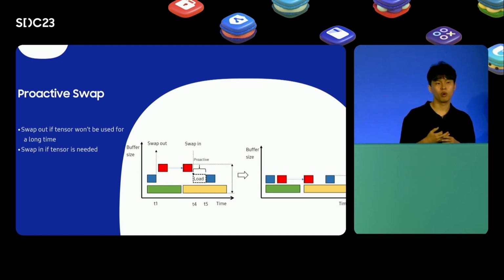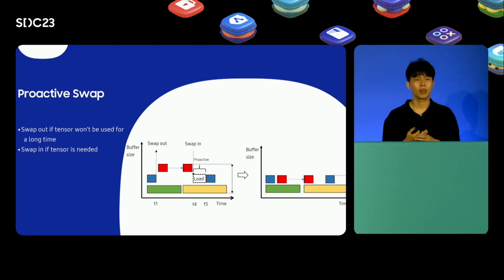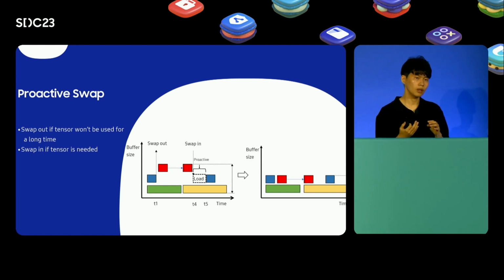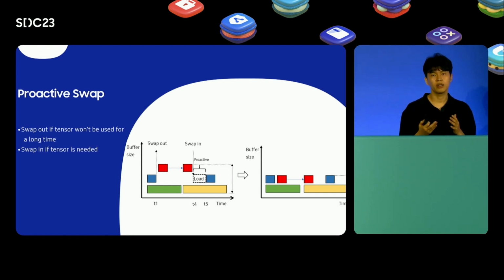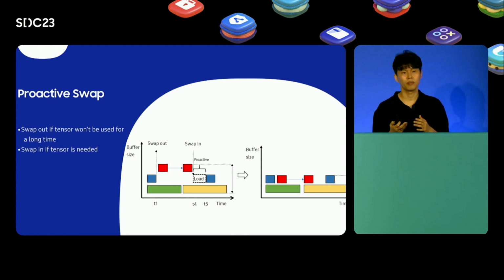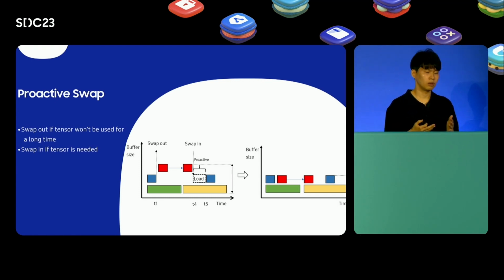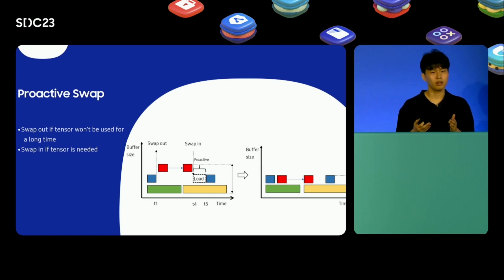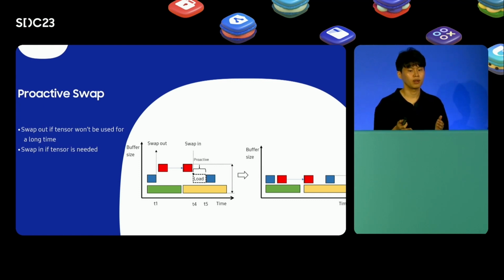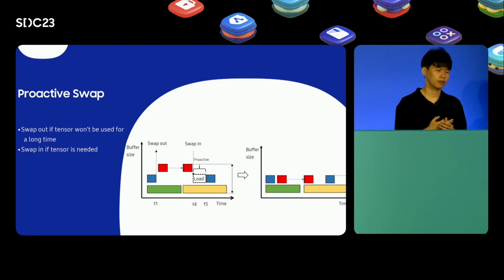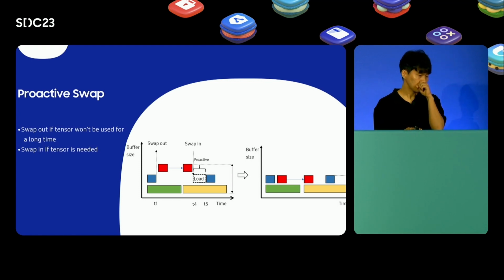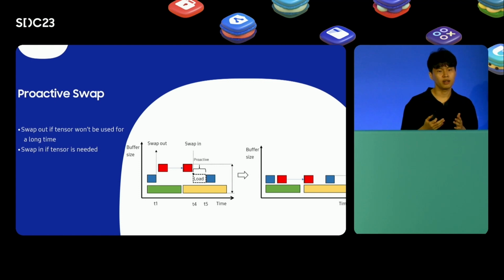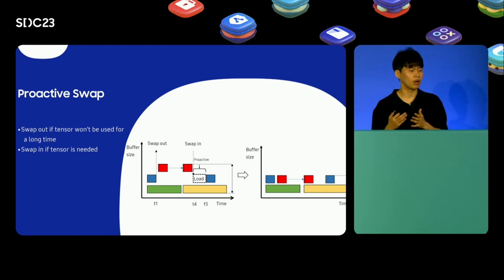But actually, there is one more thing we can optimize. Because the NN trainer knows exactly when the blue tensor will be used, it can load the blue tensor data sometime before T5, not at T5. We name this technique, combined with the instant swapping out, a proactive swap.